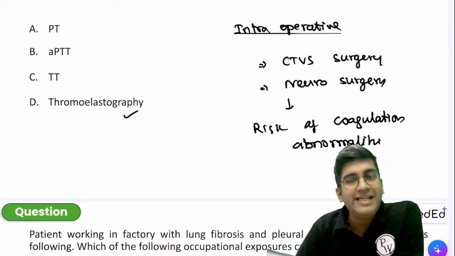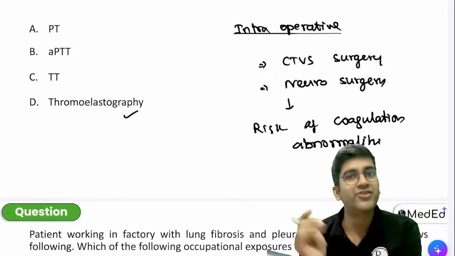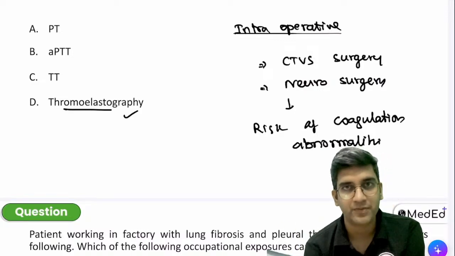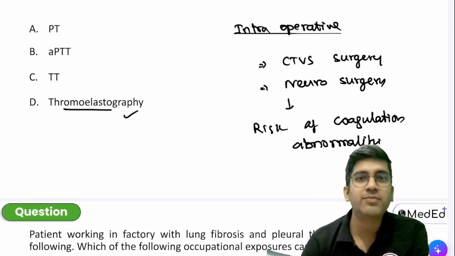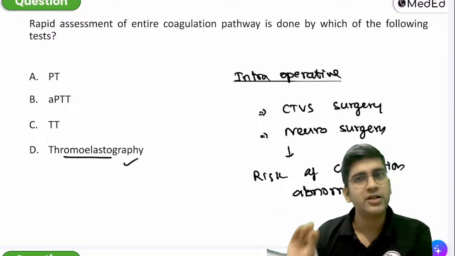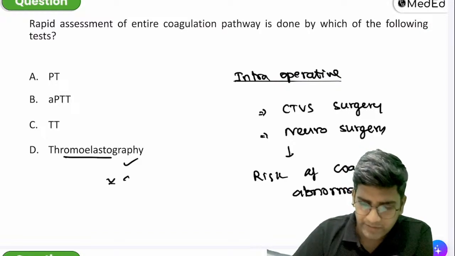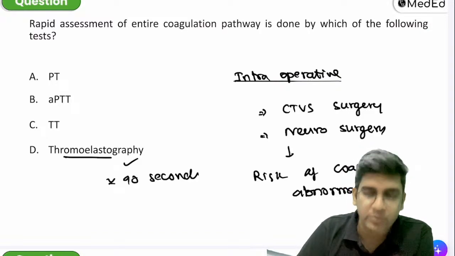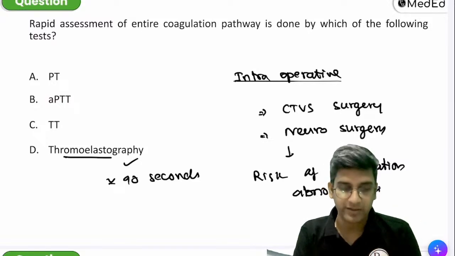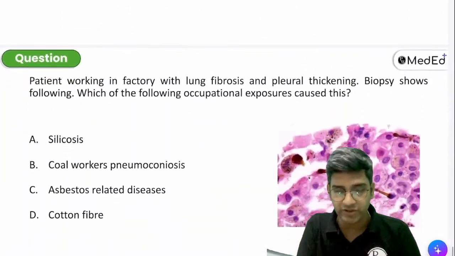At that time I cannot rely on PT and APTT, because to do PT and APTT it requires a minimum of half an hour, as I have to centrifuge and then do it. Thromboelastography can give the statement within 90 seconds. So obviously that's much better in these conditions. We don't use thromboelastography for any other condition. Any long-term surgery where there's a risk of coagulation abnormality, it can give immediate input, in approximately 90 seconds, exactly what's happening. Is it DIC? Is the problem in fibrinolysis? Everything it will give very quickly, right? That's why it's a very rapid assessment of the entire coagulation pathway. Not used in routine, only used during the surgeries, fine?